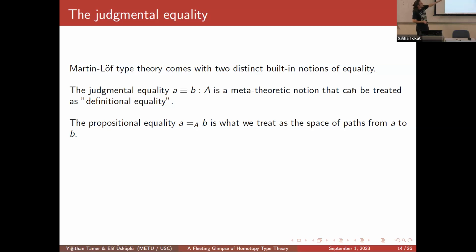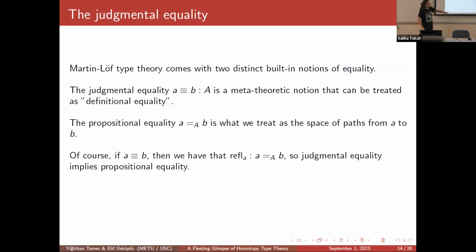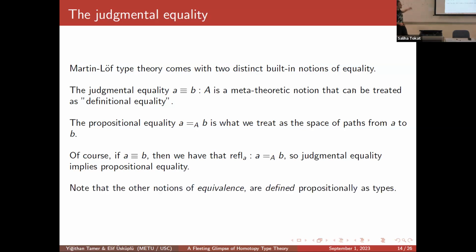Of course, if two things are judgmentally equal, that basically means that the two things are names for the same object. And if two things are names for the same object, then there's a refl term, the constant path between them. So you can place a refl term if two things are judgmentally equal. So judgmental equality sort of implies propositional equality. But this is not that important. But just realize what this symbol means. It means judgmental equality. Now there will be other notions of equivalence we're going to scrutinize, but we will define them. They're not built into Martin-Löf type theory or homotopy type theory.